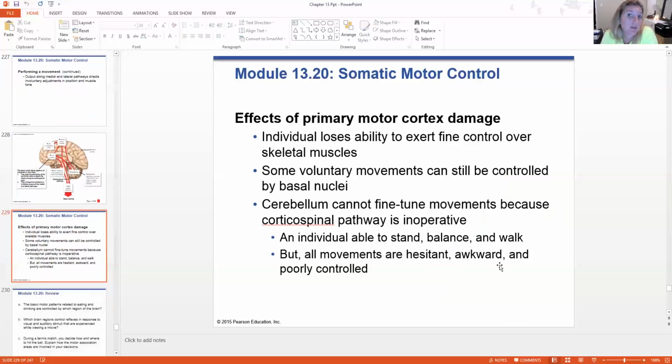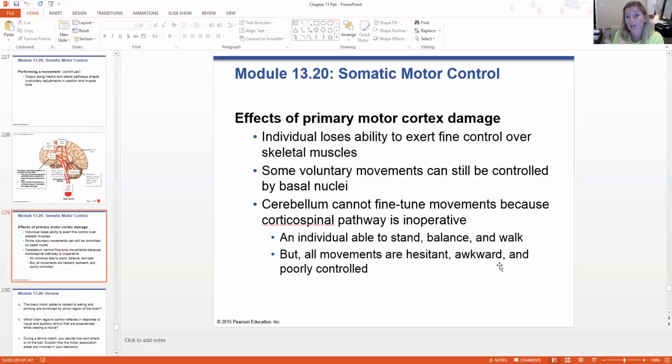So if there's damage to the primary motor cortex, well, individuals can lose their ability to have fine motor control over their skeletal muscles. Some voluntary movements can still be controlled by the basal nuclei, but this is where you get someone that's kind of shaky and stumbly and not coordinated. The cerebellum can't fine-tune movements because the corticospinal pathway would be inoperable at that point.